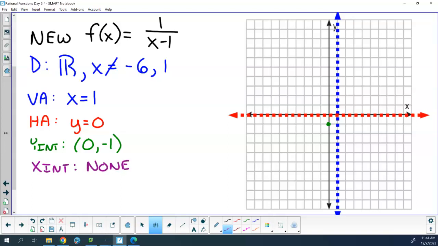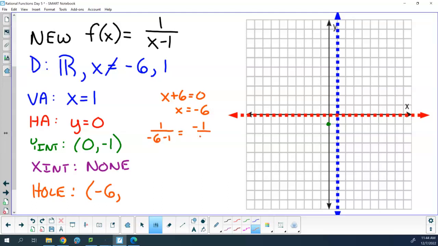Did I factor something out of the original function? Yes, what did I factor out? So I set x plus 6 equal to 0, and that gives me x equals negative 6. So my hole is going to be at negative 6 comma, and I plug negative 6 into my new function and get negative 1 over 7. So negative 6 comma negative 1 over 7 is there.